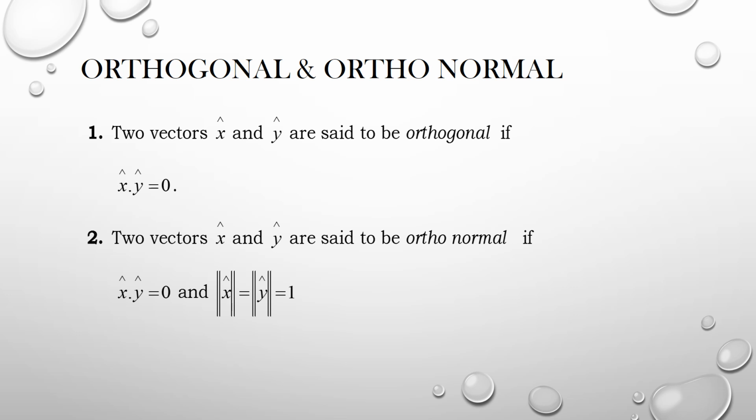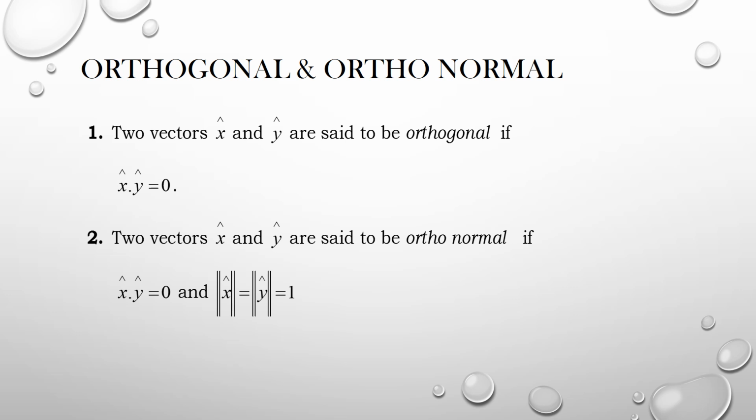If we substitute this in our previous angle formula, cos theta equals x cap dot y cap divided by norm x cap times norm y cap, then what happens? Cos theta equals 0. Then what is theta? 90 degrees. So if two vectors are orthogonal to each other, that means they are perpendicular, making 90 degrees of angle between them.